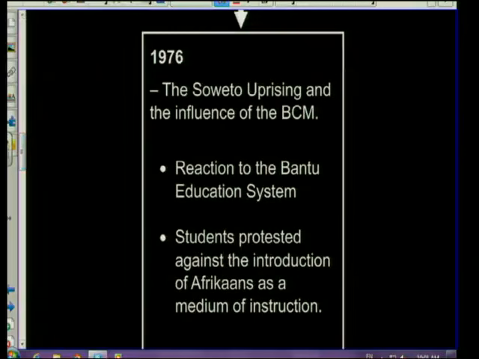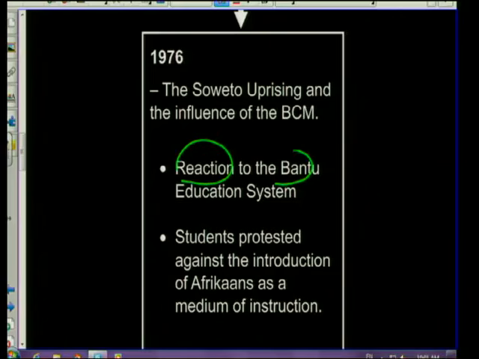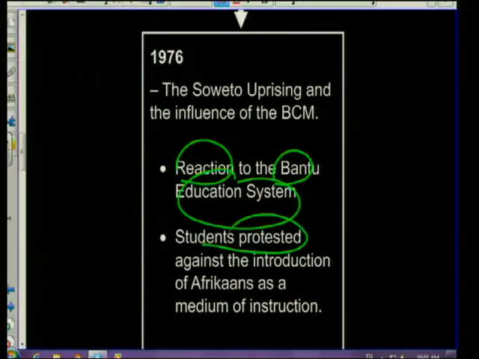Moving on to 1976, the famous Soweto Uprising and the influence that the BCM had on the people of South Africa. We're going to look at the reaction to the Bantu education system, very important, you need to understand that, and the students protesting against the introduction of Afrikaans as a medium of instruction. In fact, that is one of the core events that took place in the 1970s.